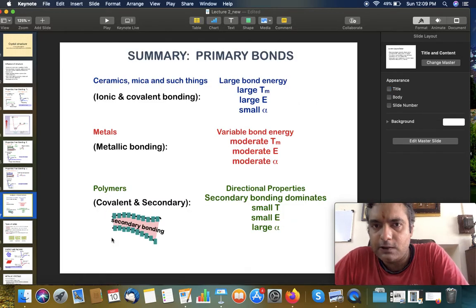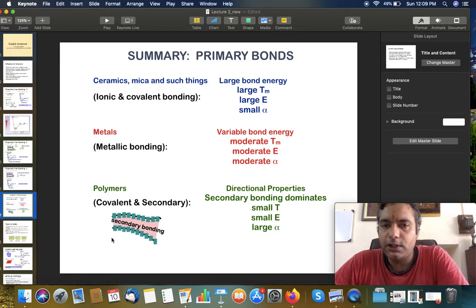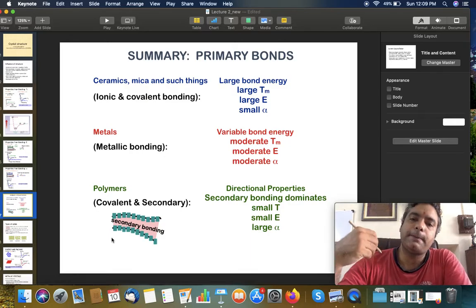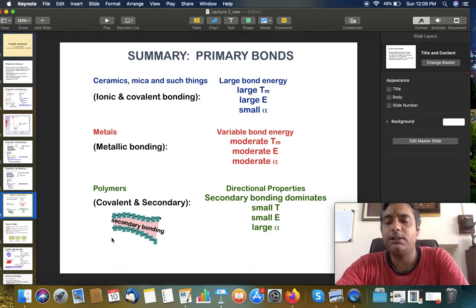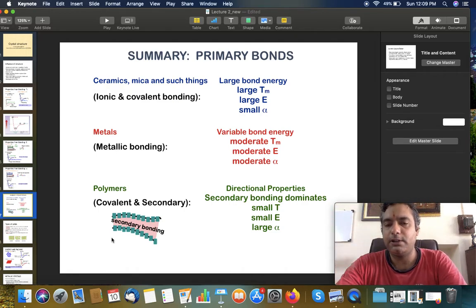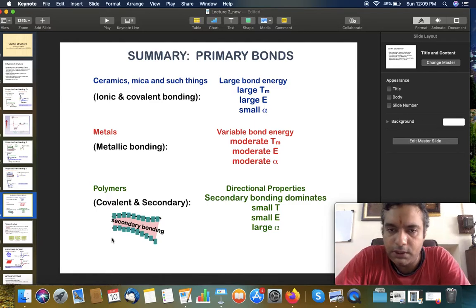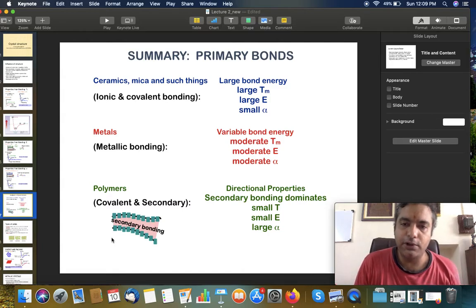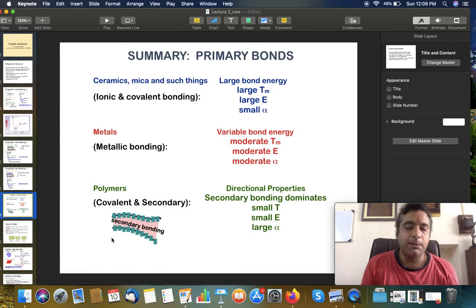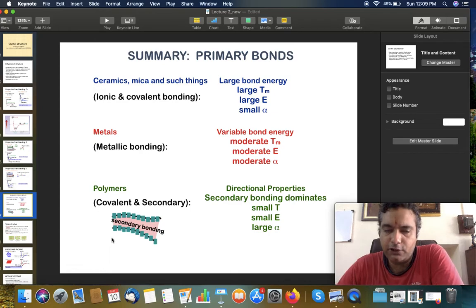So, if we summarize all the three cases, in cases where there is a large bond energy, like ionic and covalent bonding, then there is a large melting point, large elastic modulus, and a smaller coefficient of thermal expansion. In cases of metal, the cases are always averaged out because the bond energy is variable. Not all periodic structures in a metal have a very predictable bond energy. So the melting temperature, elastic modulus, and the coefficient of thermal expansion is actually averaged out.